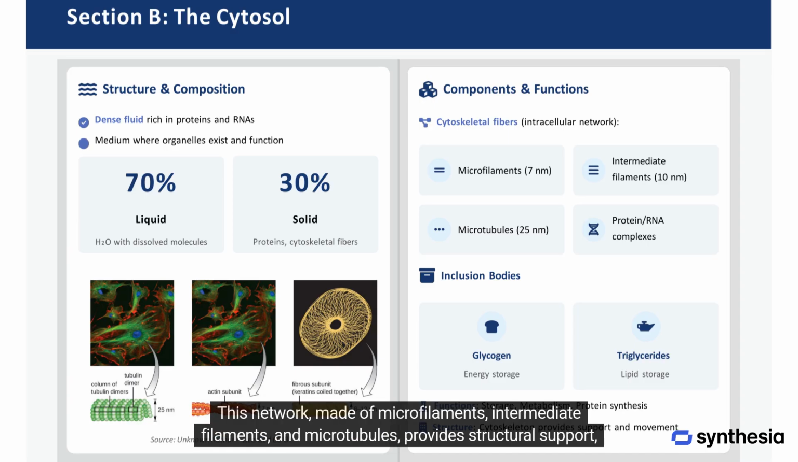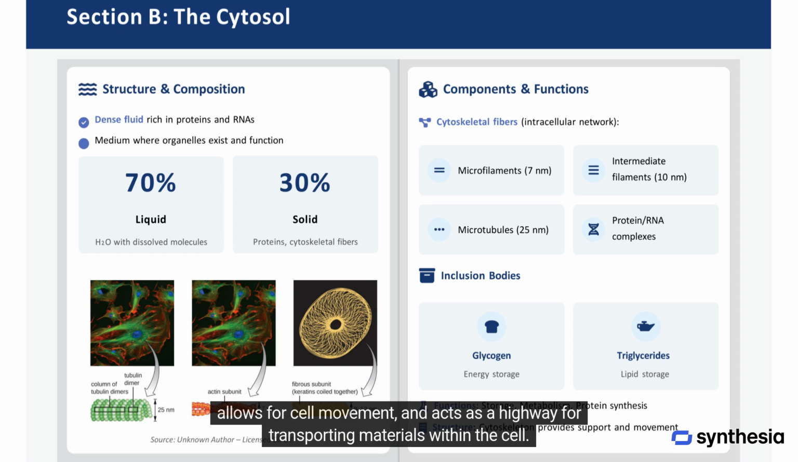This network, made of microfilaments, intermediate filaments, and microtubules, provides structural support, allows for cell movement, and acts as a highway for transporting materials within the cell. The cytosol also contains inclusion bodies like glycogen and triglycerides for energy storage.